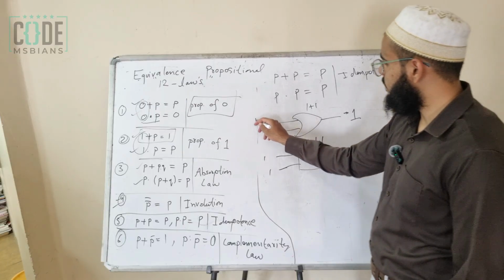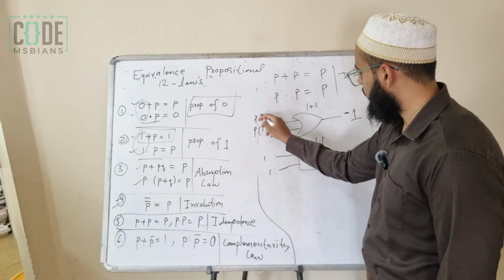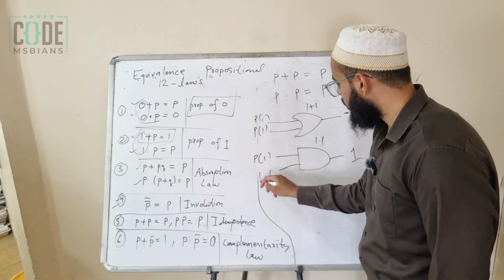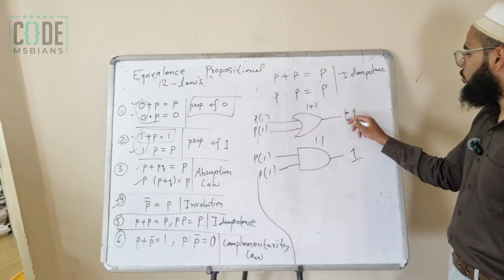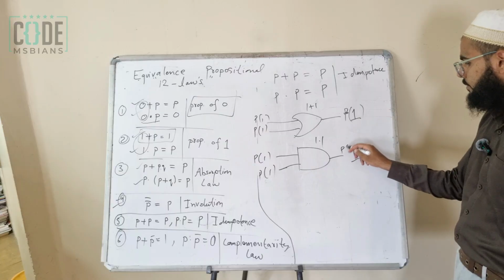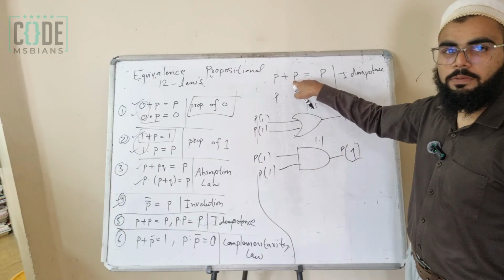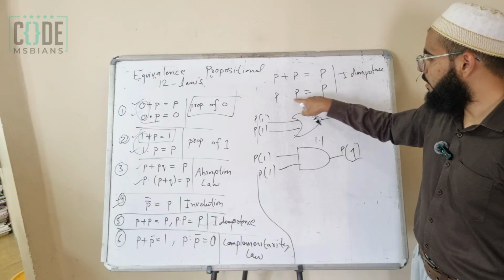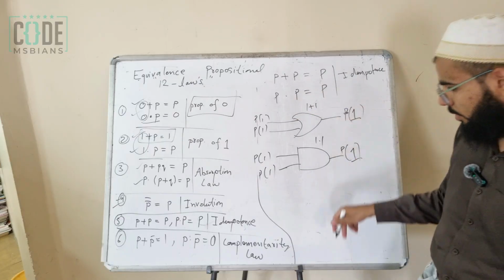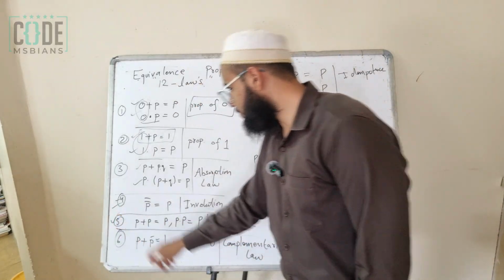So what is 1 here? Let's say 1 is P. Okay, P is 1. So you can see that in the output also you are getting 1 only. That's the reason they are equivalent. So P when ORed with P gives P, and P when ANDed with P gives P. Okay, so that is idempotence.